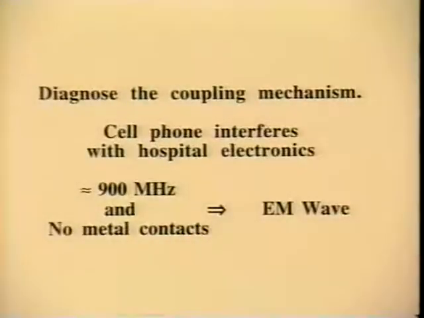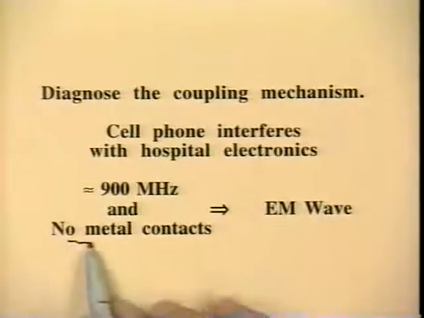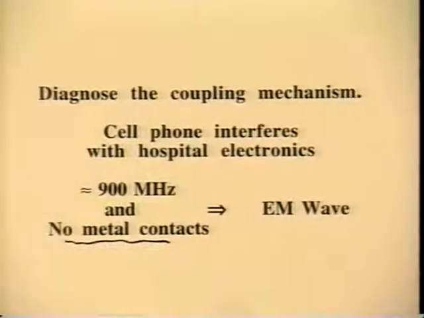Another problem. Let's say we've got a cell phone that, when somebody brings it into your hospital room and it gets near your electronic monitoring equipment, causes the equipment to be upset in some way. Well, the cell phone transmits around 900 megahertz. Of course, the newer versions are coming out maybe at around 1800, but several hundred megahertz is all we really need to know here. Very high frequency, but no metal contact between the cell phone and the hospital electronics.